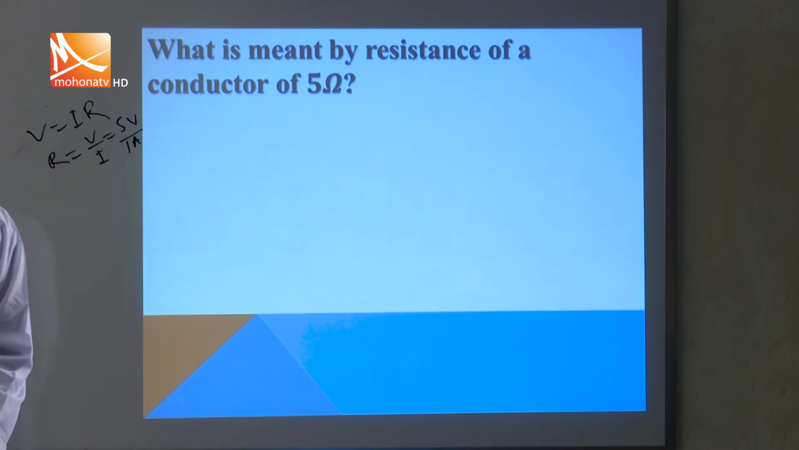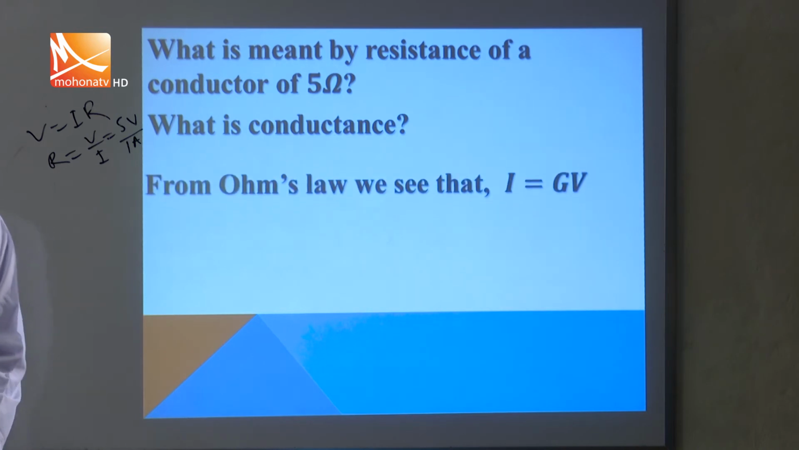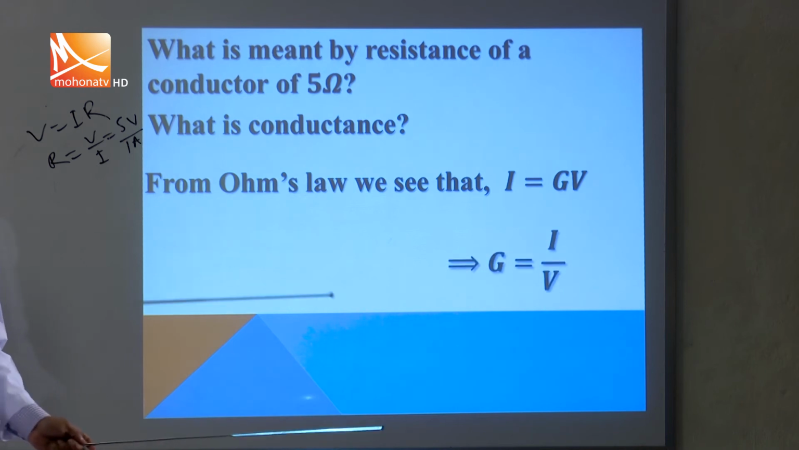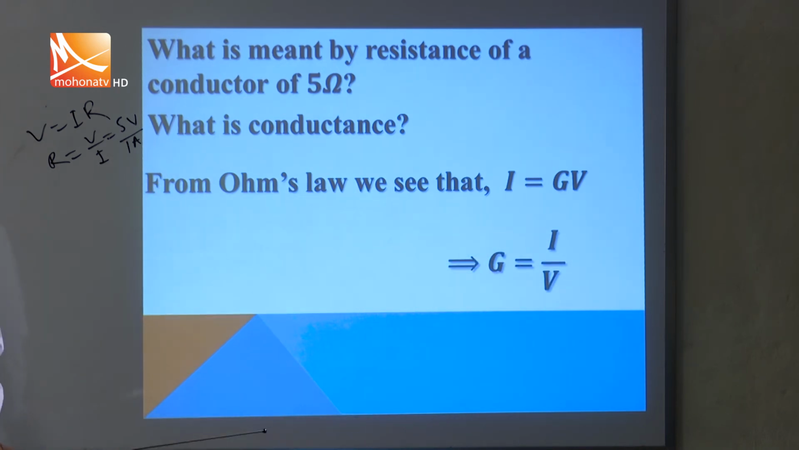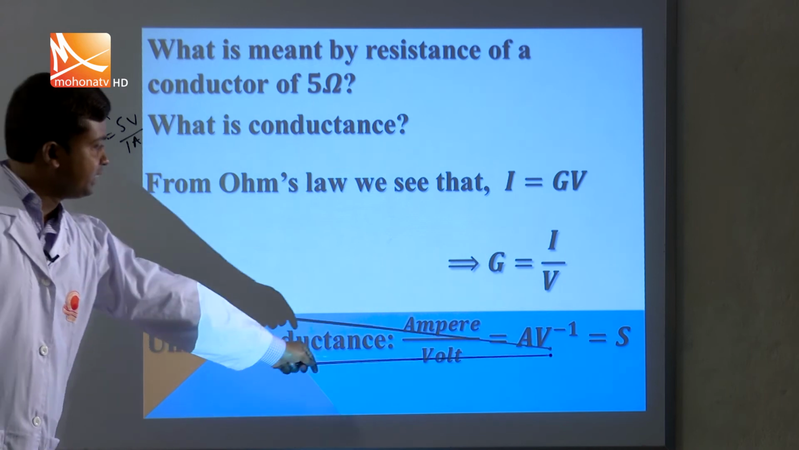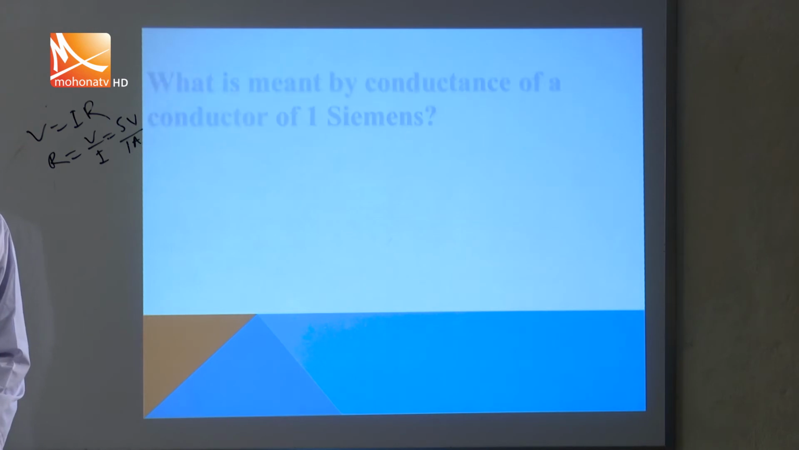Now, we are going to discuss another constant, that is conductance. From Ohm's law you will easily know that I equals GV, then G equals I by V, that is current by potential difference. So, what will be the unit of conductance? Ampere per volt, and this is simply known as S, where S denotes the Siemens, the unit of conductance, the property that helps electricity flow through the conductor.